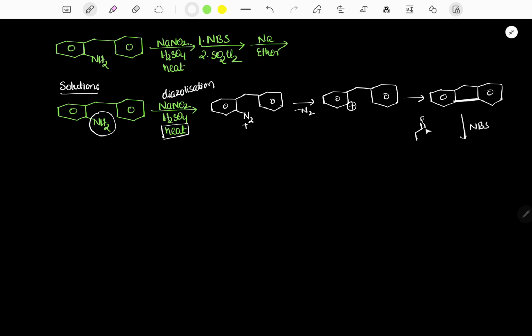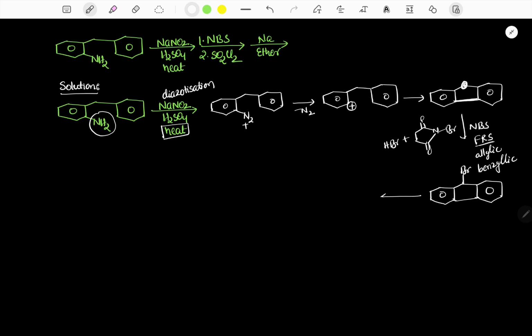Now it is treated with NBS, N-bromosuccinimide. It always contains some amount of HBr as an impurity. Whenever NBS is used, it undergoes free radical substitution mainly at allylic and benzylic carbons. So this is a benzylic carbon, and the benzylic carbon undergoes free radical substitution. So this is our corresponding product.